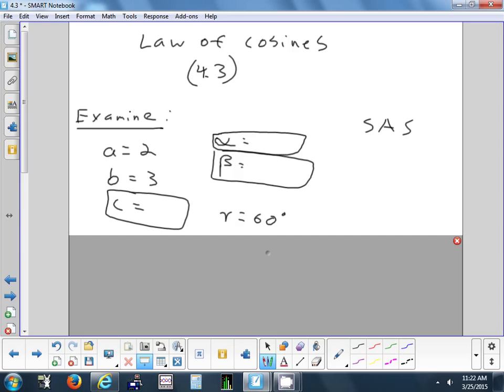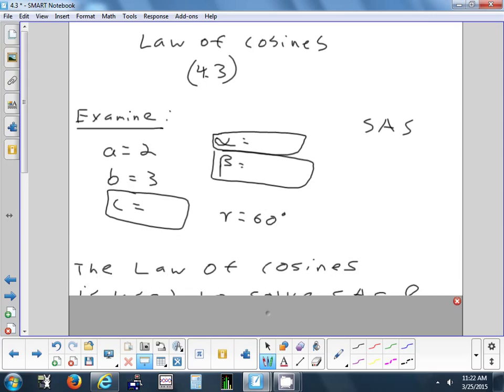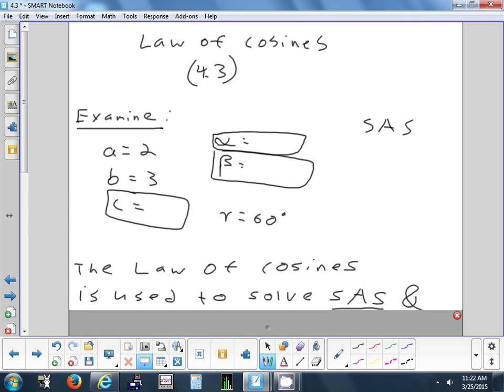So this is an example of side angle side. If you were to sketch this out, that's what it would look like. It's also used for one other type of triangle. Anybody think of one more way you can arrange these letters? Angle, side, angle. That's a good one, but that is under law of sines. Side, angle, side is the one we just did.